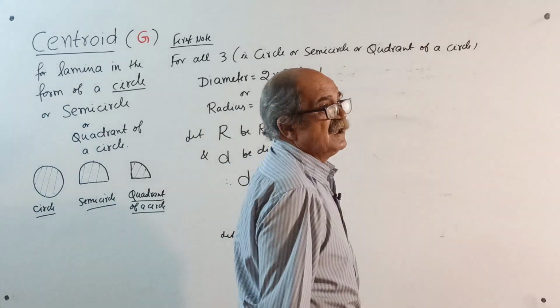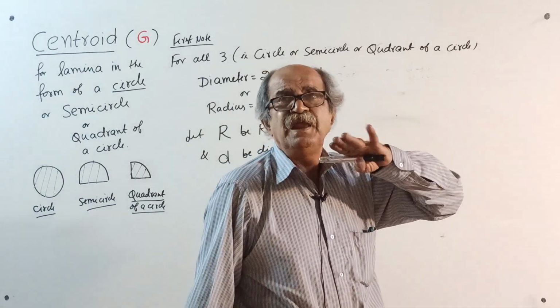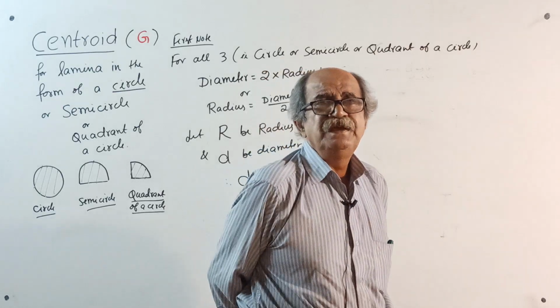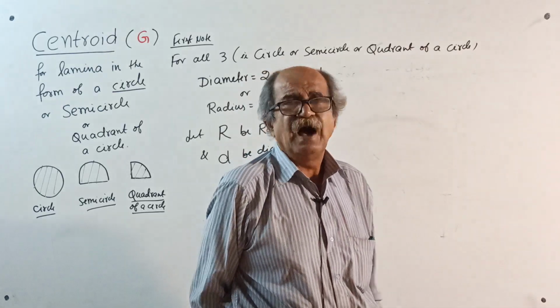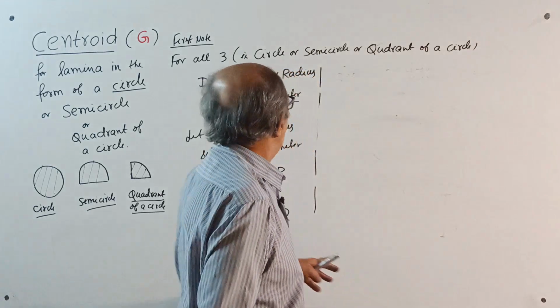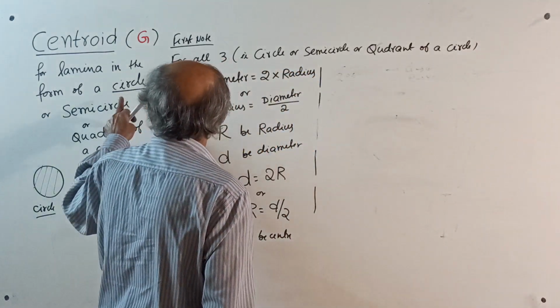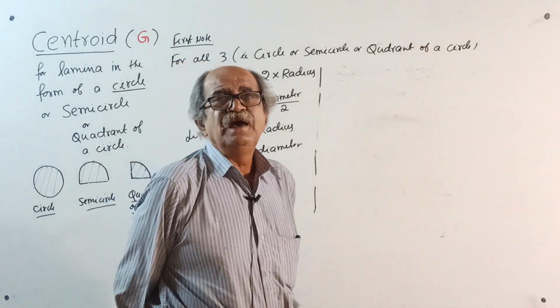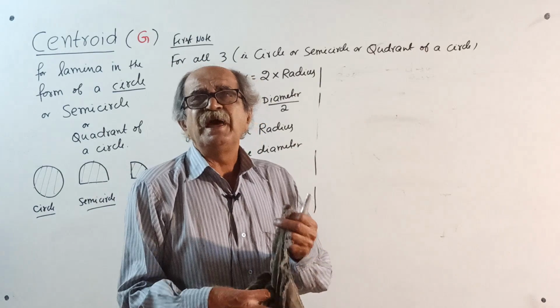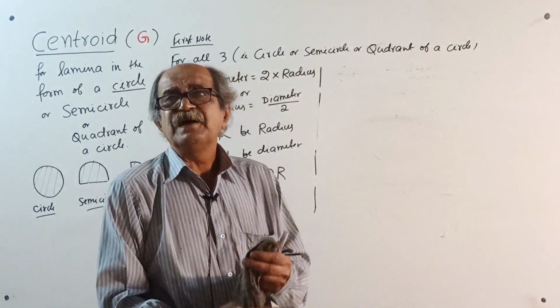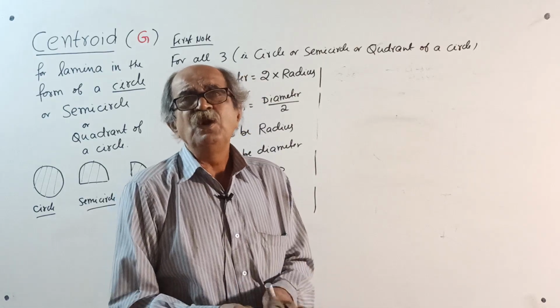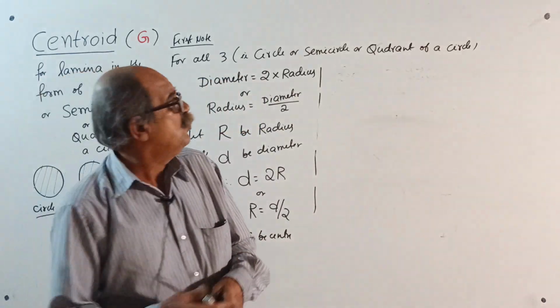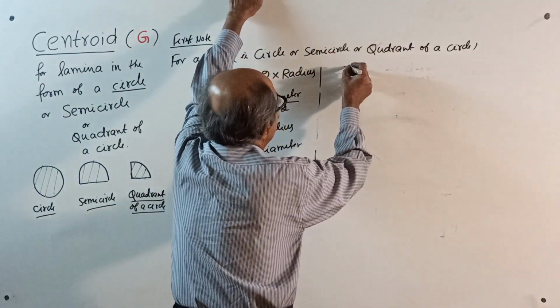So in a circle, in every direction you can see the diameter. Radius is always visible everywhere. In all three cases, circle or semicircle or quadrant, radius is visible. Circle: diameter visible in all directions. Semicircle: diameter visible only in one direction. Now come to quadrant. Quadrant of a circle.